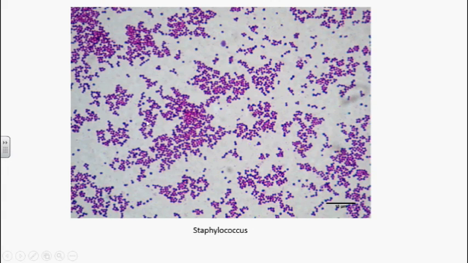This is a gram-stained smear of staphylococcal organisms. You can see the staphylococcal organisms are round in nature and they take blue or purple color, and you can see them in bunches or clusters.